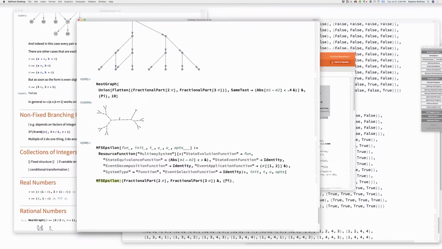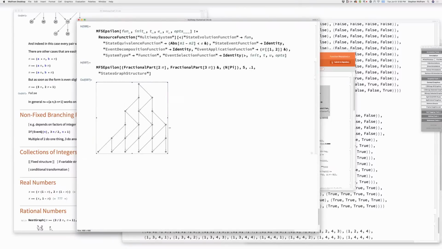I probably should make this the numerical value of pi. I'll just make it numerical value of pi for now. Otherwise, it's going to do a symbolic reduction of the fractional parts, which is a little bit messy. Okay, let's say 5 steps, and let's take a bucket size of 0.1, and what we want to do is the states graph structure, right? Is that correct? Right.